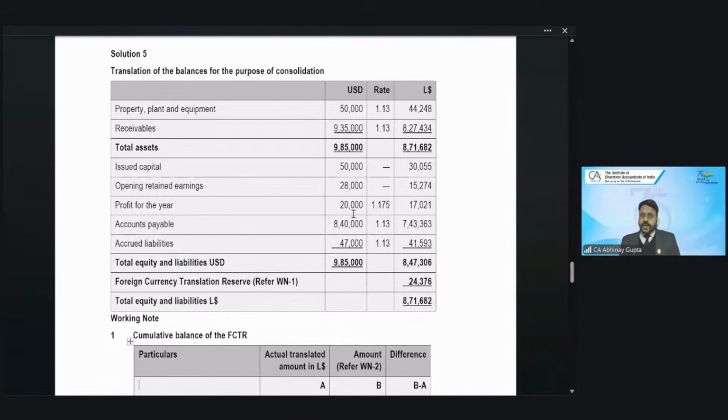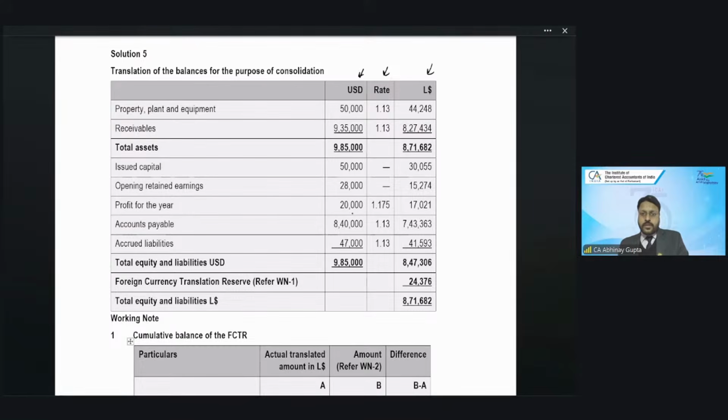So translation of balances we need to present in a tabular form, right? For the easy understanding of the examiner. So whatever we are given in the examination question, the first column will be the same for the USD. Then the second column we will make up for the rate, and the third is for the translated balance, right?